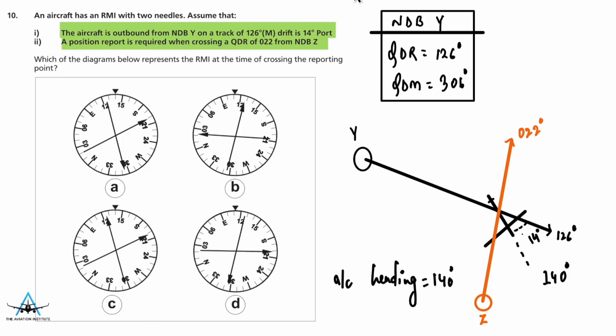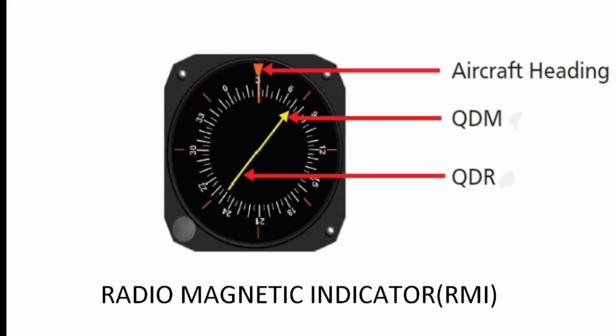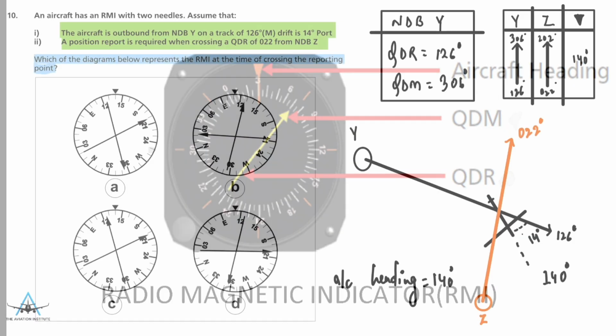Now the question is asking which of the diagrams below represents the RMI at the time of crossing the reporting point. We already know the setup of the radio magnetic indicator is such that the top pointer indicates the aircraft magnetic heading, and the arrow inside the RMI has its pointer always pointing towards the QDM and the tail showing the QDR. Let's implement this in our question.